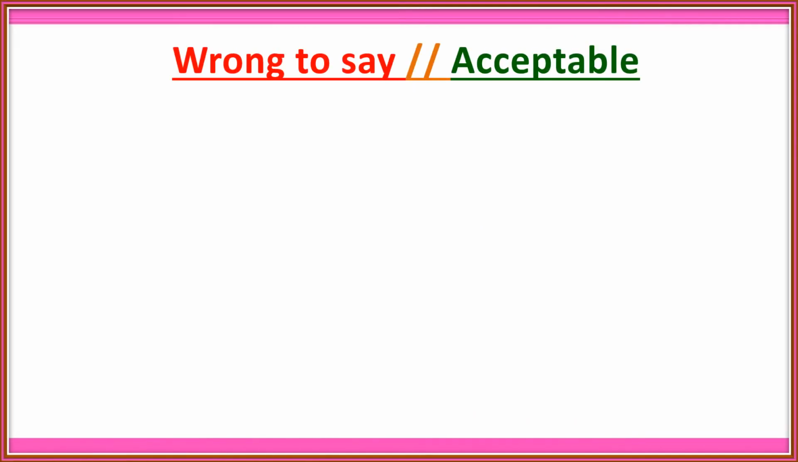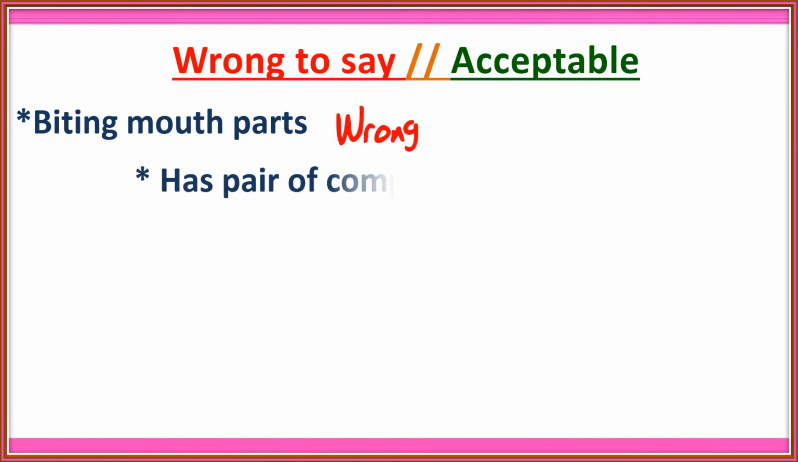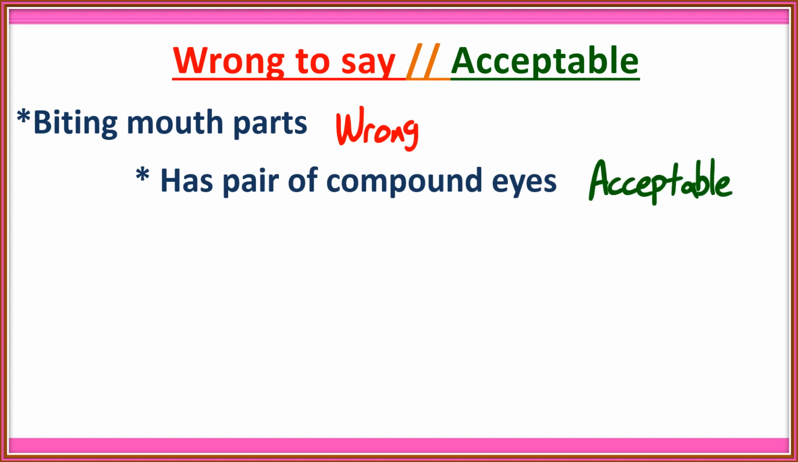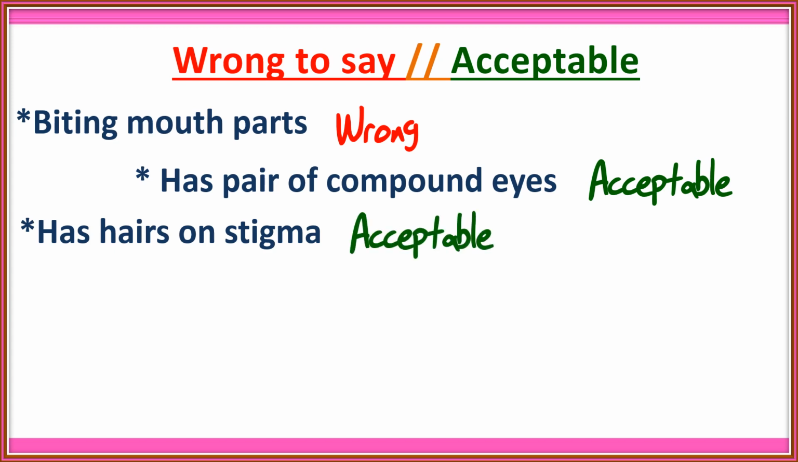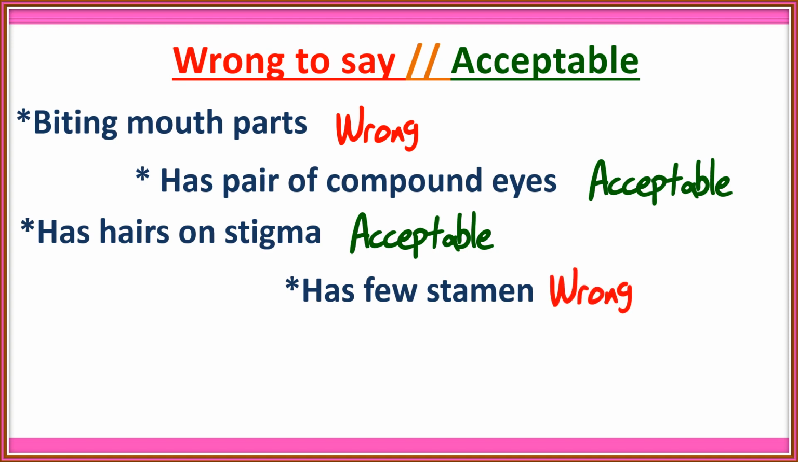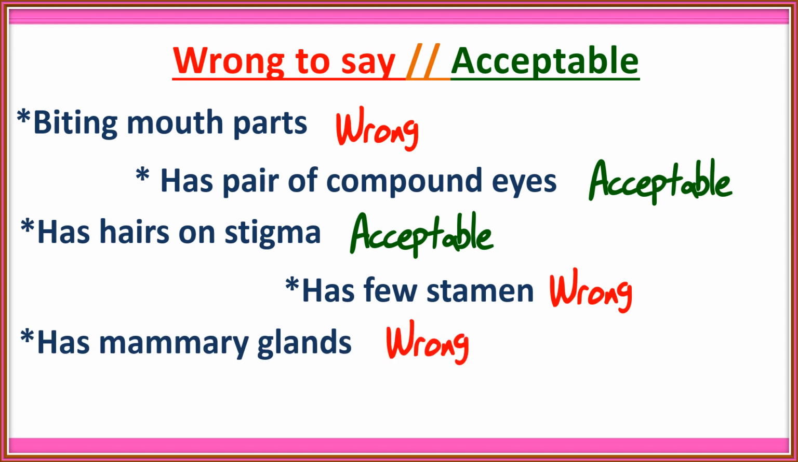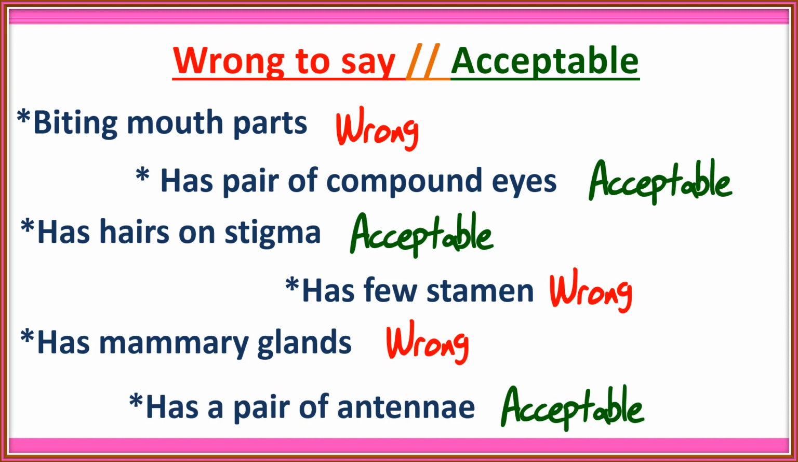Wrong to say and acceptable words to say. Biting mouth parts, that is wrong. Has pair of compound eyes, that one is acceptable. Has hairs on stigma, is it acceptable or wrong? It is acceptable. Has few stamen, is it acceptable? Wrong. Has many glands, is it acceptable? Wrong. Has a pair of antennae, is it acceptable? Yes, acceptable.